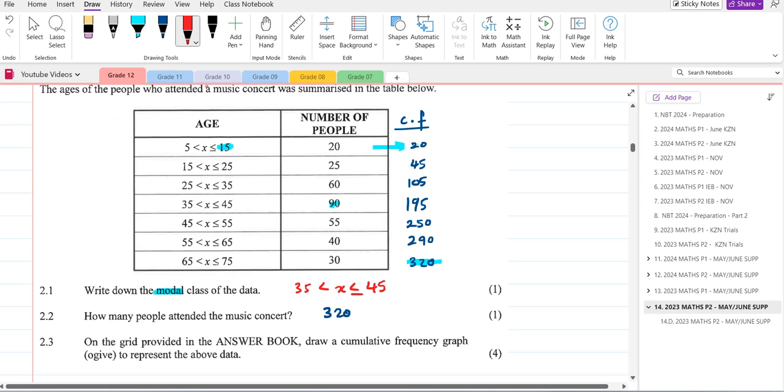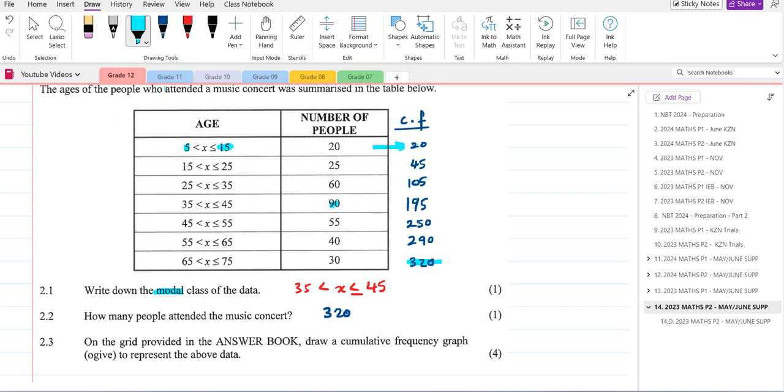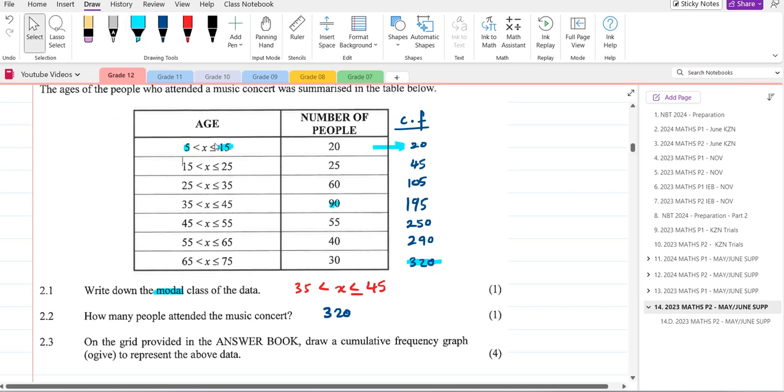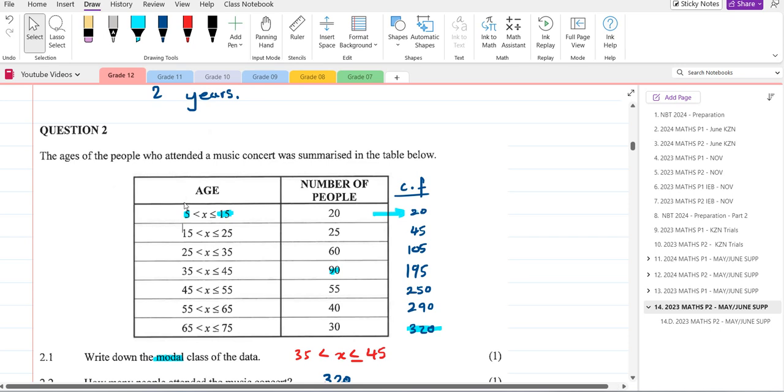Should we start at 0, 0 or 5 and 0? Okay, we can see the minimum value is 5 actually. Because if you're looking at the context of the problem, we have 5 here. The ages of people who attended a music concert was summarized in the table below. So the minimum value has to be 5.